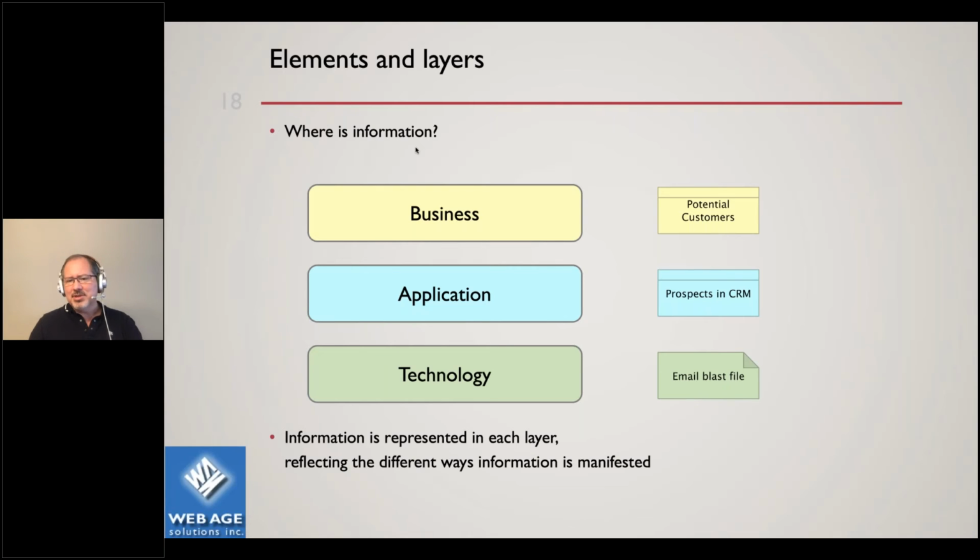Those potential customers might actually be realized by data inside an application. In the application layer, we have a data object, prospects in CRM. What that data object represents is prospect information that's stored inside the CRM system or used by the CRM system. And because it's in the application layer, this corresponds to data. It's something that would exist in a machine. It could be in memory or on disk, or it's something that's machine readable.